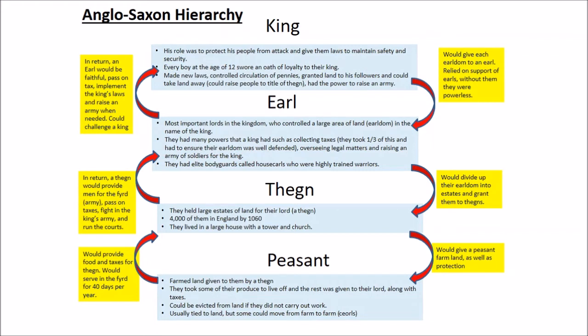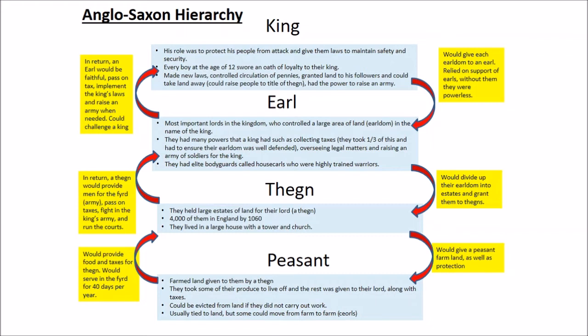And they had a lot of power, similar powers to what a king had. So, for example, in their earldom, they would collect tax, and they often took a cut of that. So these earls were extremely wealthy. They were meant to use that money to ensure that their earldom was well defended. The earl would also have to ensure that the king's laws were implemented across his land. The earl would have to raise an army for the king from all the people within his earldom.